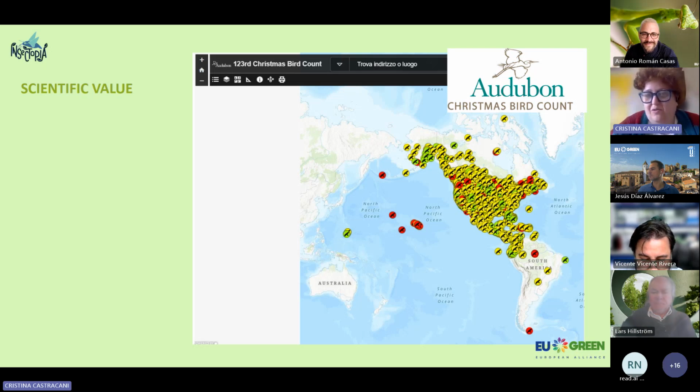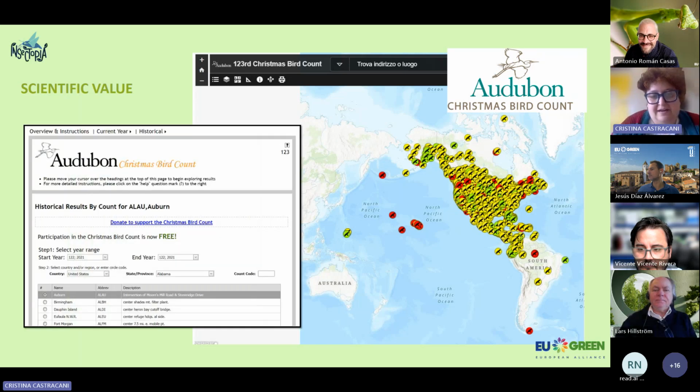Here you can see all the spots that are now used to collect the data once per year. And here is an example of the form where you can download the data that you need. You can select a period, a start and an end. You can decide a place, or you can decide, for example, some species that you are interested in.